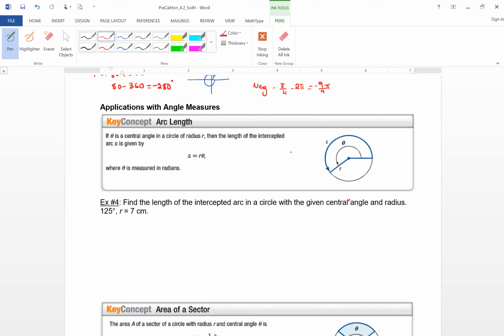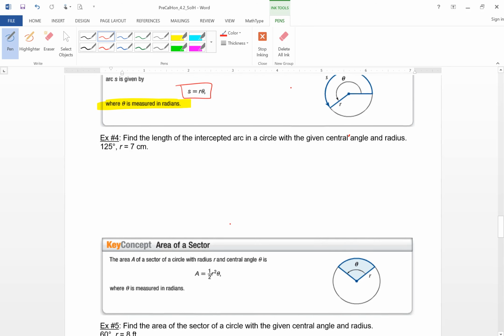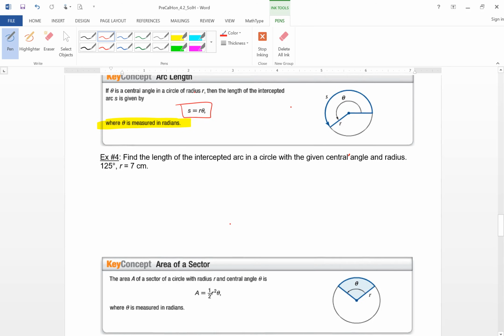Okay, what does S equal to? R theta. All right? The big, huge deal is theta is measured in radians. So in this problem, find the length of an intercepted arc in a circle with a given angle. So the 125 needs to be converted. Okay? What's 125 over 180? 25 over 36.